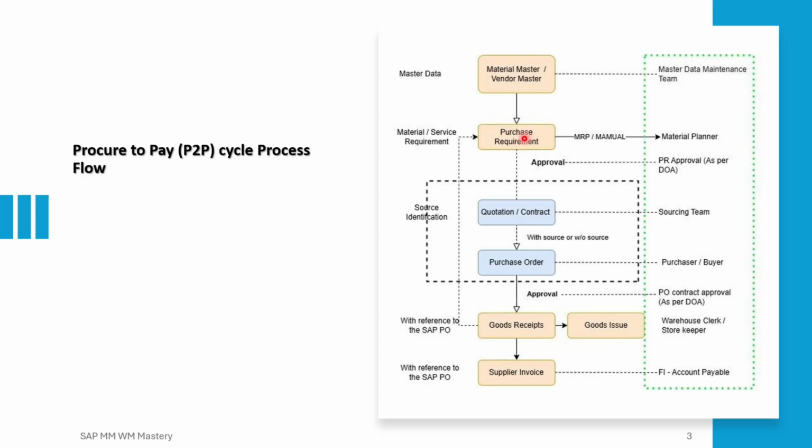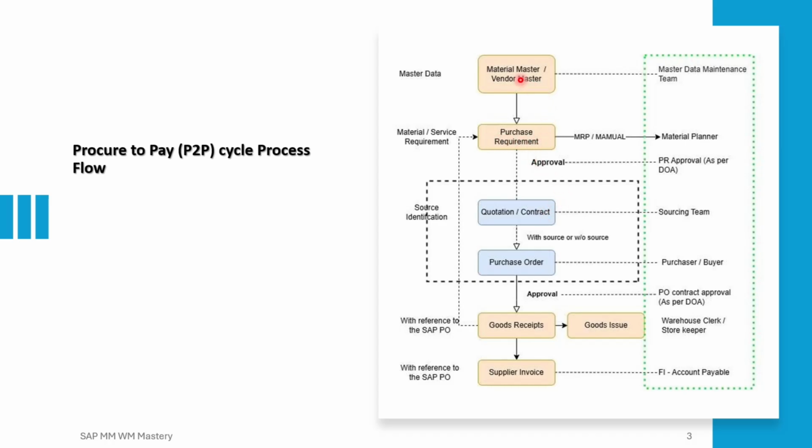With the help of a purchase requirement, the next step is to create the purchase order. In between purchase requisition and purchase order, we have a step called contract or quotation. This is not mandatory. According to the business, we need to activate options like request for quotations and contracts. We will definitely discuss quotations and contracts in the upcoming sessions, but right now just focus on the process flow.